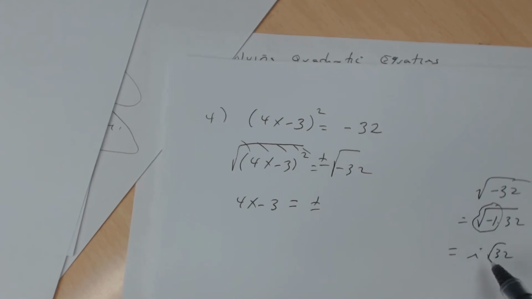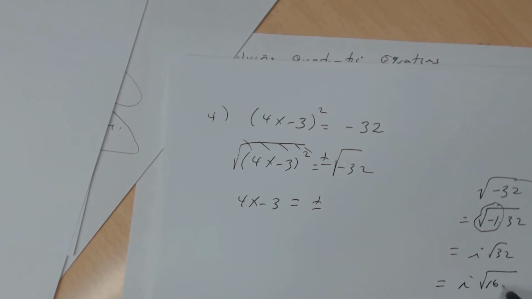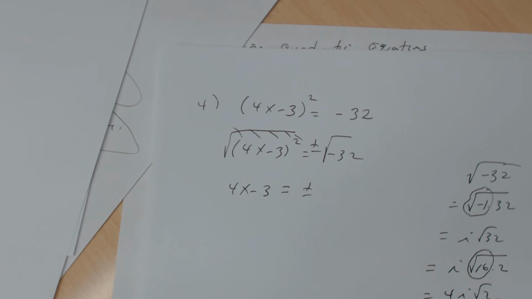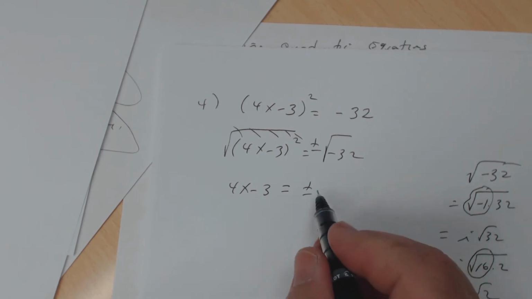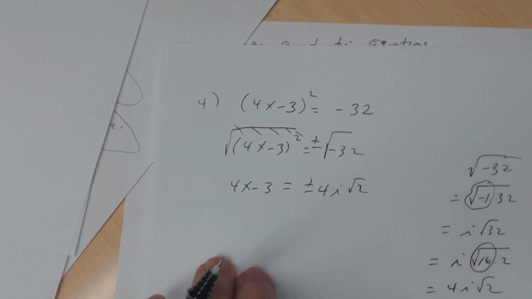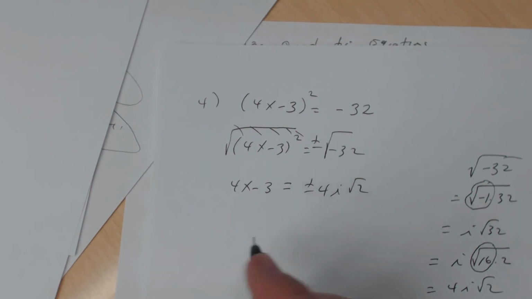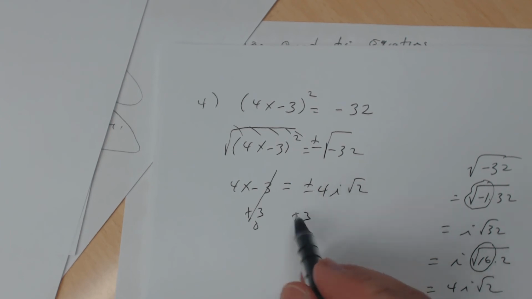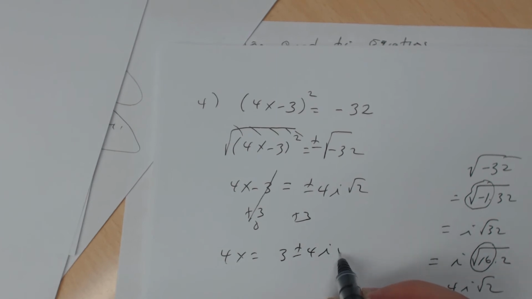Now, there are several perfect squares going into 32, but the largest is going to be 16. So let's use 16. So you get i square root of 16 times 2. And the square root of 16, remember, is 4. So I get 4i square root of 2. So that's what goes here. So I get plus or minus 4i square root of 2. And then all you do now is add 3 to both sides. Combine like terms. These I can combine. I can't do anything with this, so just rewrite it. So I get 3 plus or minus 4i square root of 2.